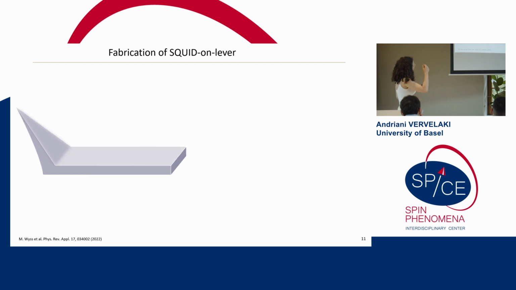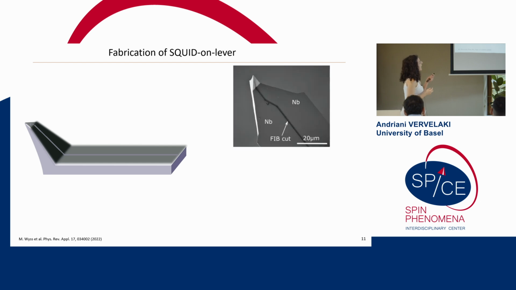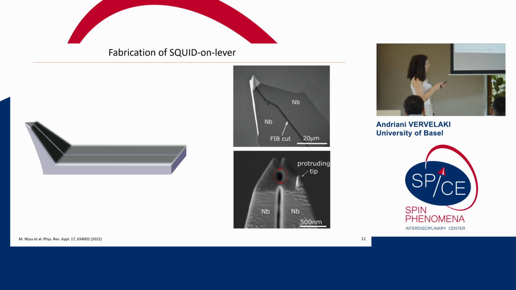So quickly, how we do that: we take a commercial AFM cantilever, atomic force microscopy cantilever. We cut away the tip of it by milling with focused ion beam, creating an apex. Then we deposit our superconductor, which is niobium in this case. And finally, we go back to focused ion beam and cut a trench up to the apex and create the SQUID loop there. This is an actual AFM image of the first SQUID that we fabricated, and I zoom in on the apex of it.